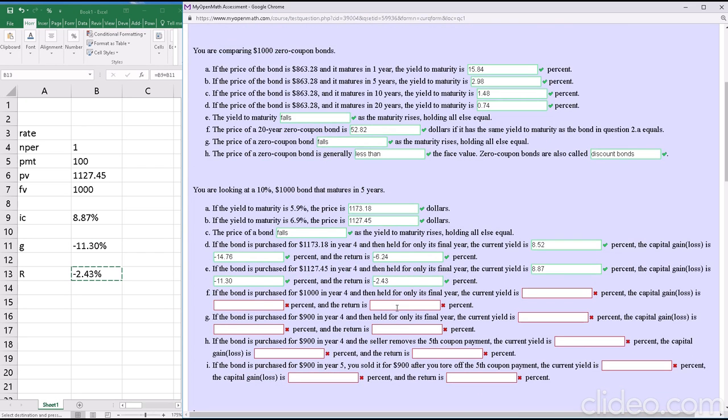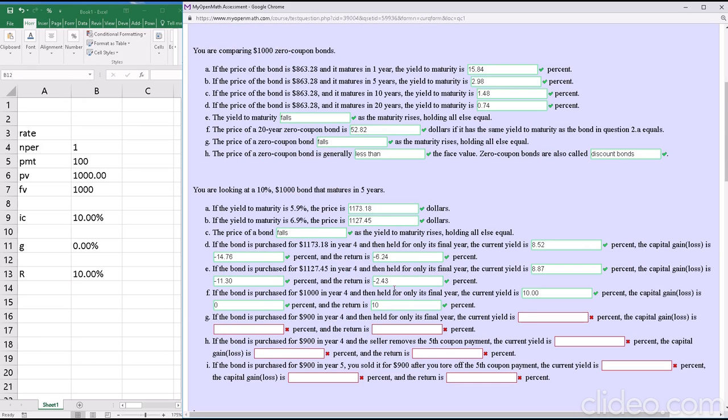Okay. If the bond is purchased for $1,000, so now if we purchased it for $1,000 instead, the current yield is the coupon rate, right? Because you're dividing the payment by the price. And the coupon rate is 100 divided by the face value. So the current yield is 10%. The gain is zero because you paid $1,000 at the beginning of the year. At the end of year four, you paid $1,000. At the end of year five, the treasury gives you $1,000. So the percent change in that is zero. So your gain is zero. You don't gain, you don't lose. And the return is 10%, the sum of the two.